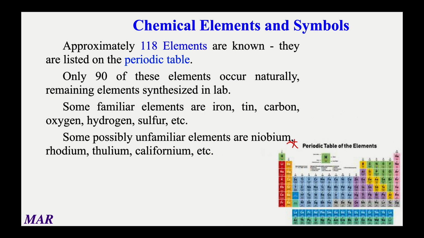Some of them are really familiar to you, I'm sure. So like iron, tin, carbon, oxygen, hydrogen, sulfur, mercury, thallium. I don't know which ones you've heard before, but a lot of them are pretty relevant to our life. On the other hand, there's a lot of them that you may or may not have heard before. So niobium, rhodium, thulium, californium, and a whole bunch of other ones. We'll talk about those, of course, as we go through the course. But all the elements are listed on the periodic table.